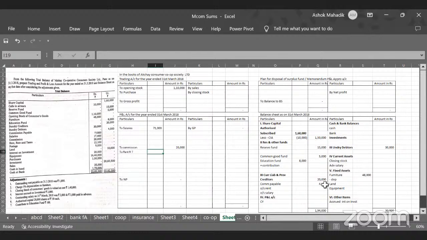Furniture 48, education fund was 8,000. After that, sundry creditors 20, I wrote. Debtors 30,000, I wrote. Commission payable 4,000, I wrote. Salary 71. Commission 20,000. Postage, yeah. Rent rates is 12,100. I am correct. 12,100.